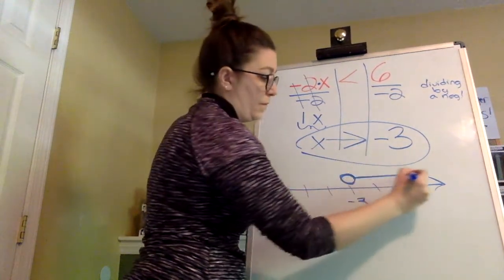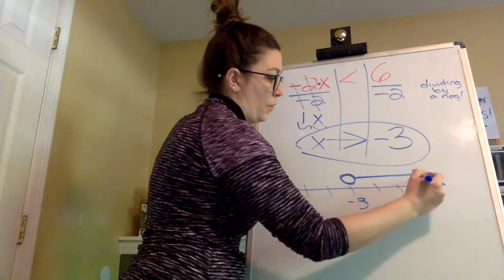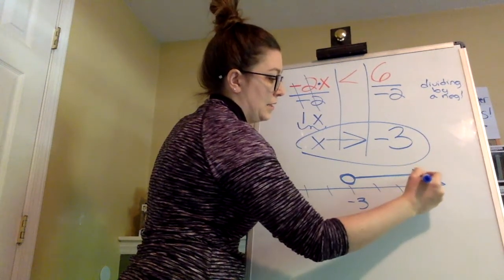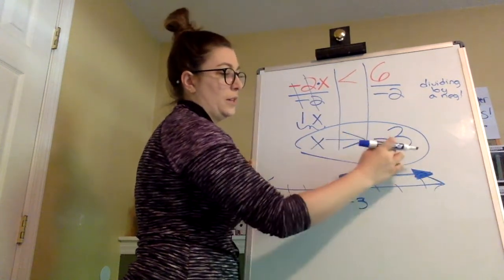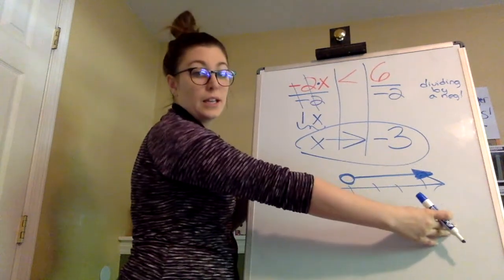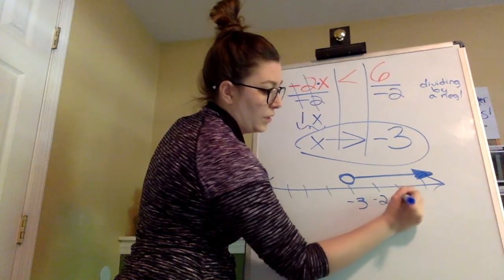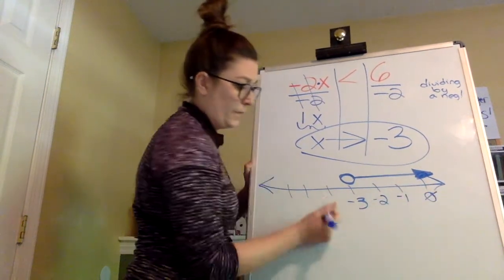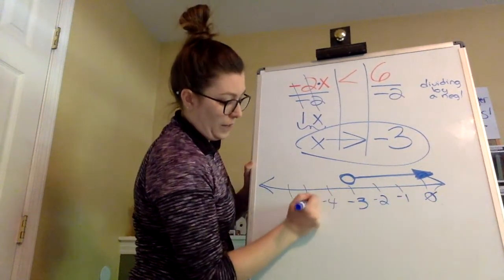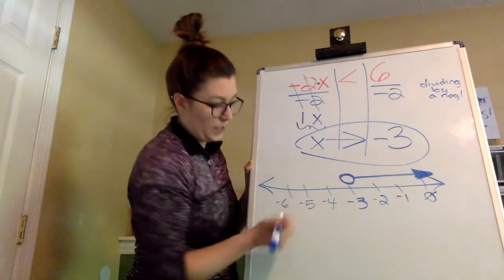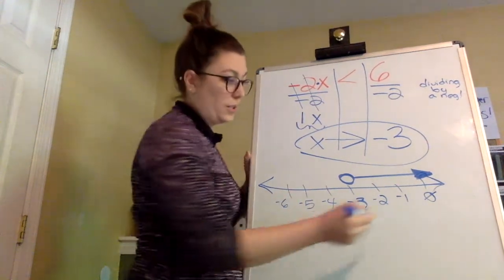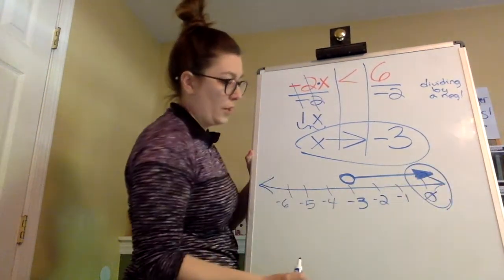It's going this way. If we said it out loud, x is greater than -3. So all these numbers to the side here are greater, or bigger, right? So we have -2, -1, 0, and then -4, -5, -6.